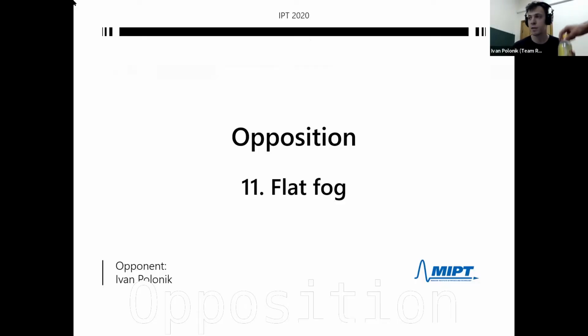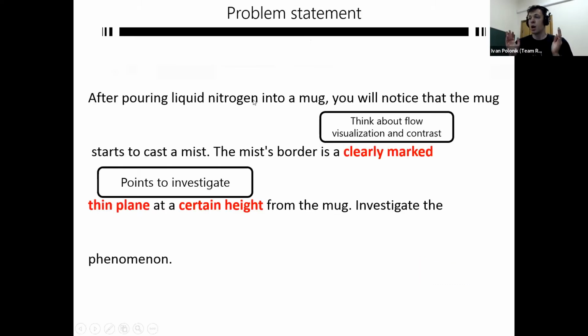So, dear colleagues, my name is Alonik, and now I am the opponent of problem number 11, flat fog. So let's talk a little bit about the statement of the problem. We say that under some conditions, if we put the liquid nitrogen into the mug, we may see that it vaporizes, and we can find a clearly marked thin plane with a certain height.